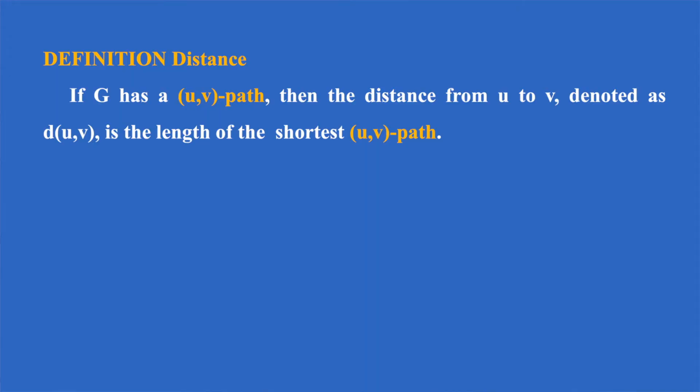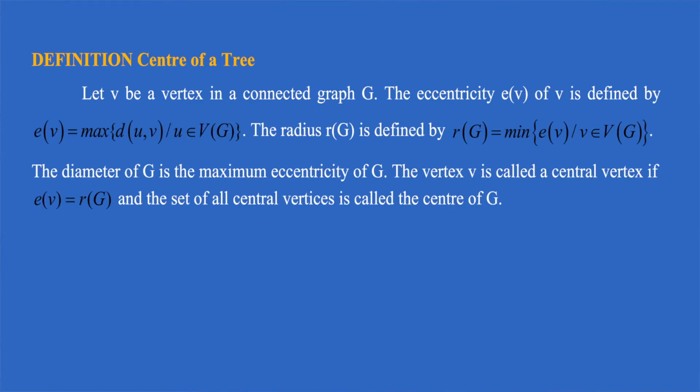Now, we shall see the definition of the distance between two vertices. If G has a uv path, then the distance from u to v, denoted as d(u,v), is the length of the shortest uv path. The definition of the center of a tree. Let v be a vertex in a connected graph G. The eccentricity E(v) of the vertex v is defined by E(v) equal to the maximum of all d(u,v) such that u belongs to the vertex set of G.